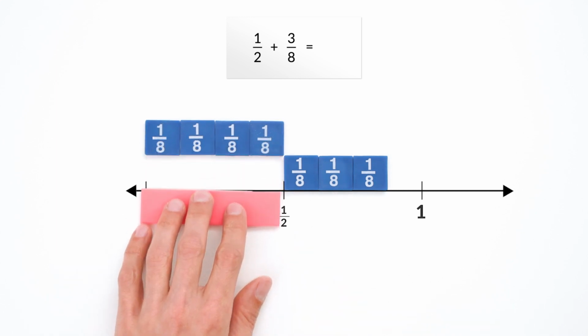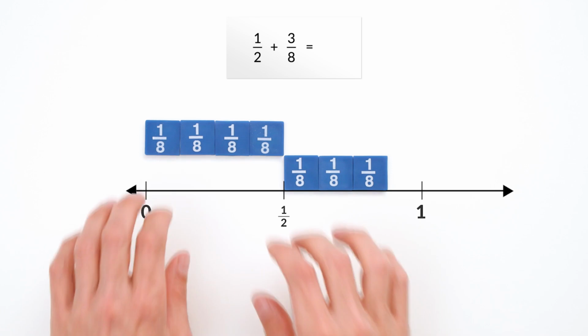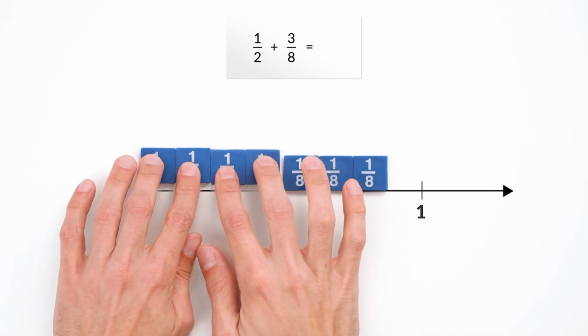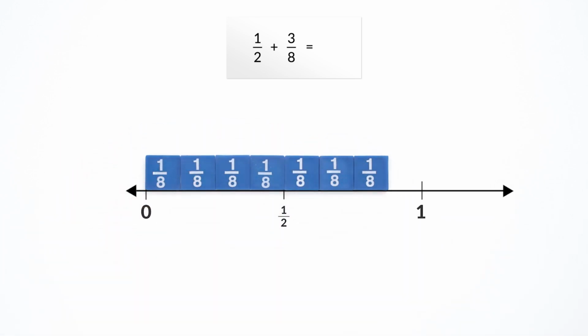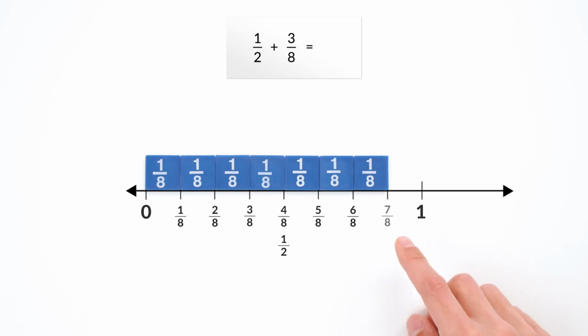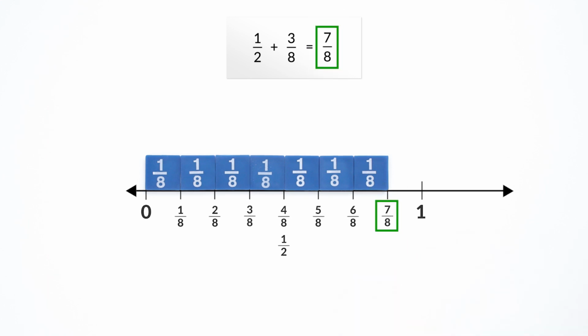So I'll trade the 1/2 tile for 4 1/8 tiles. Now I can mark the number line with eighths. And I see that my sum is 7/8. Now let's look at how we can represent this same problem on a number line without using fraction tiles.